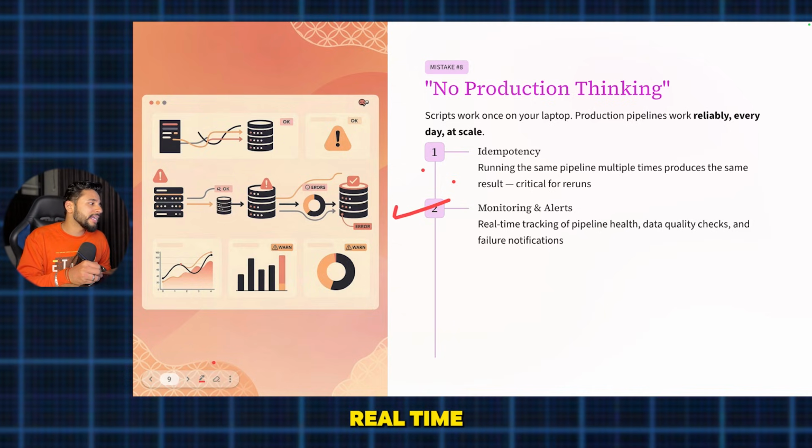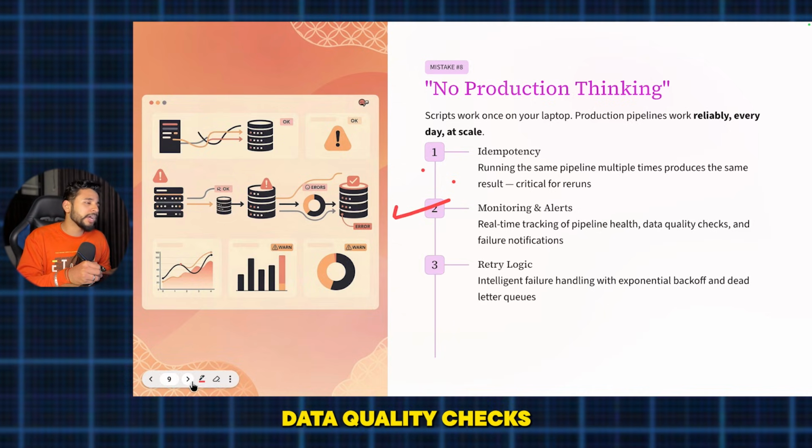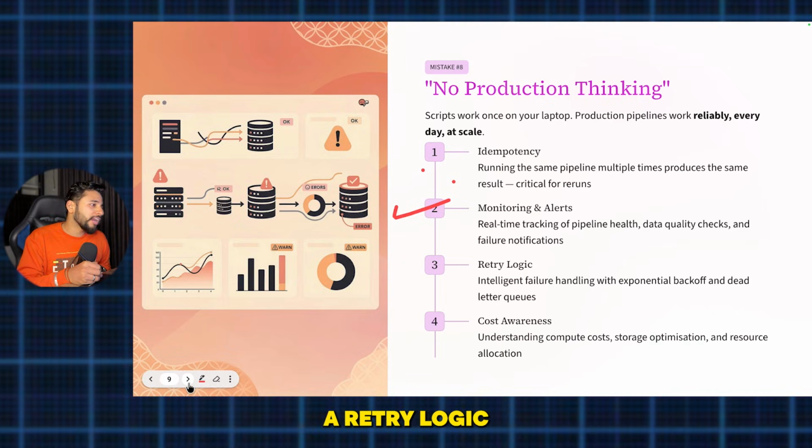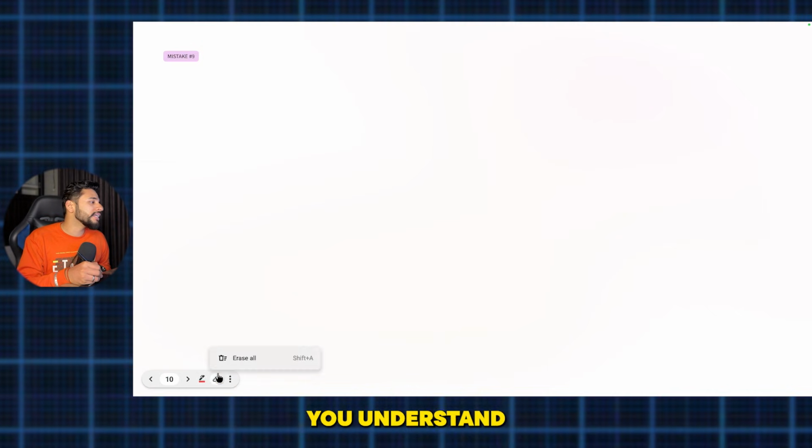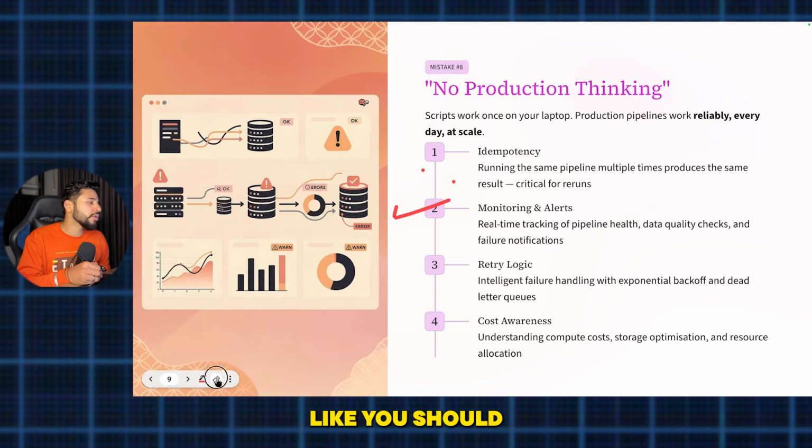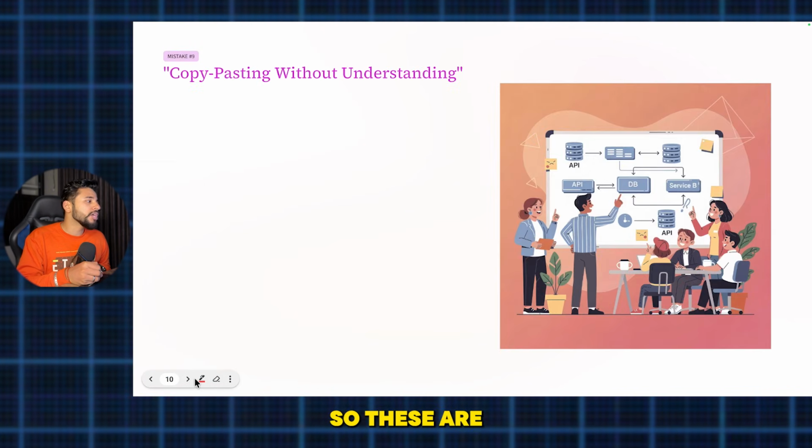Monitoring and alerting: real-time tracking of your pipeline should be there, data quality checks should be there, retry logic should be there, cost awareness should be there. This is how you understand these things. Okay, so you should have these things 100%.